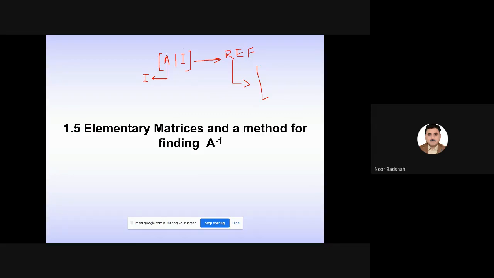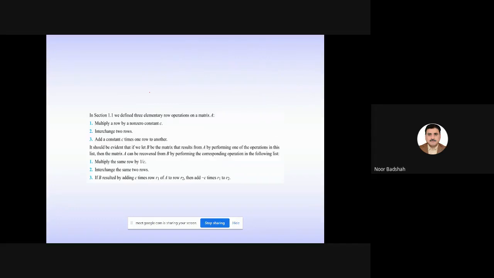So if you convert this matrix into reduced echelon form, matrix A will be converted into the identity matrix, whereas the same operations will apply on the identity matrix as well, because we have augmented these two matrices together. So we will get the inverse of that matrix here. You might have done this in FSC, but now we do the same thing in a different way. We consider and discuss that in a different way. Otherwise, the steps will be the same.